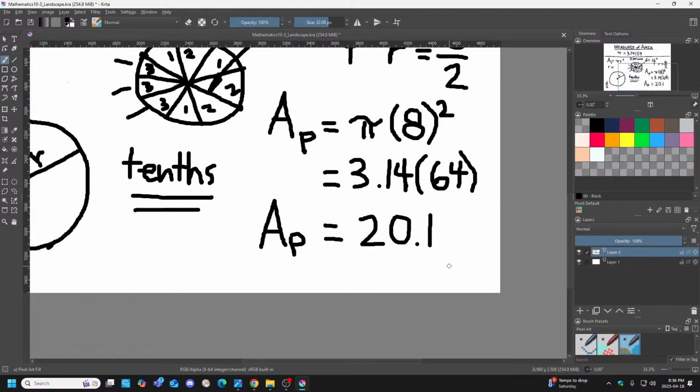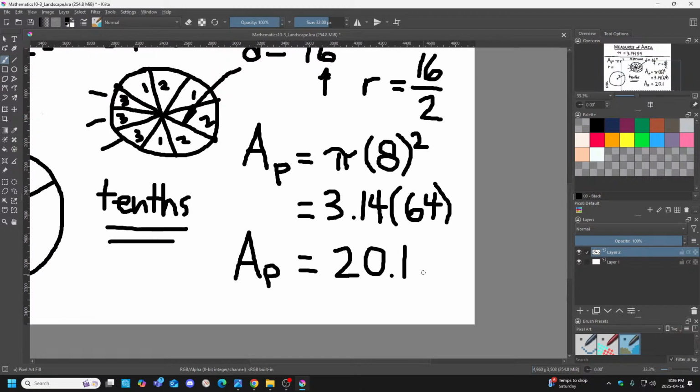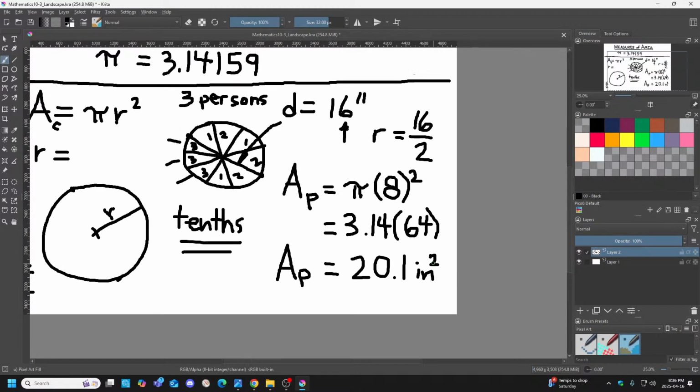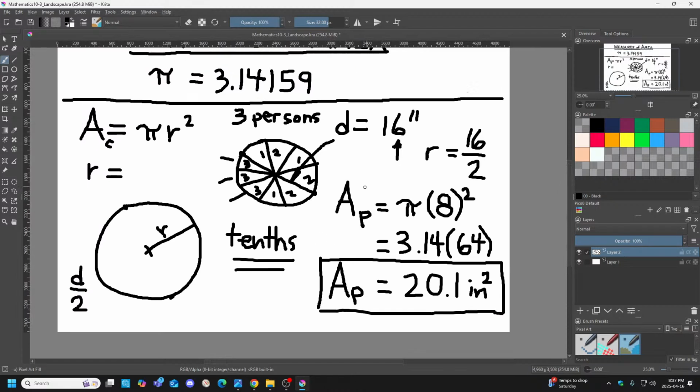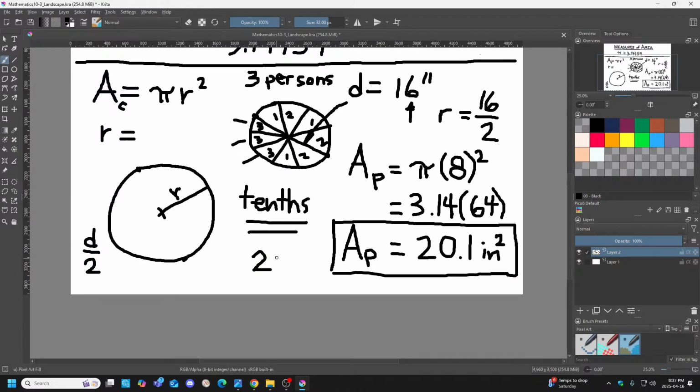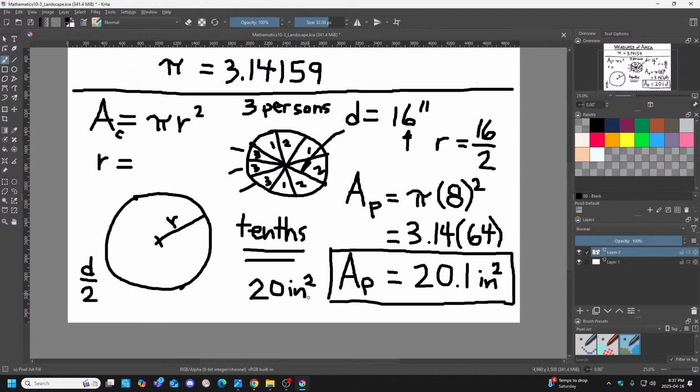Our units are inches, right? So therefore, and don't mess this up again, it's inches squared. It's area. Area is always in squared units. So that's the area of our pizza, 20.1 inches squared. Now we don't need that kind of accuracy, right, guys? And I agree with you. Realistically speaking, it's 20 inches squared. Okay, let's drop the big yays in this time.